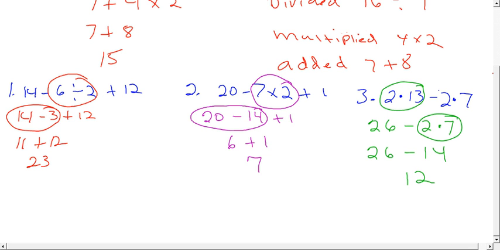So if you got them all right, congratulations. If you did not, go back through the videos, go back through 1 and 2, actually order of operations, and look at the actual introductory concept, and then come back and look at how we work these problems.